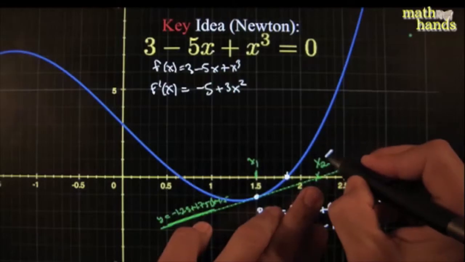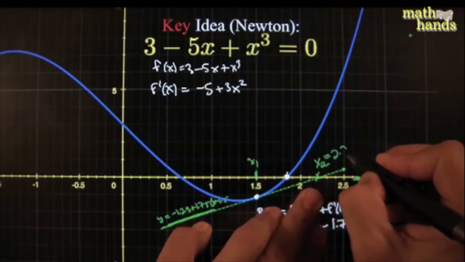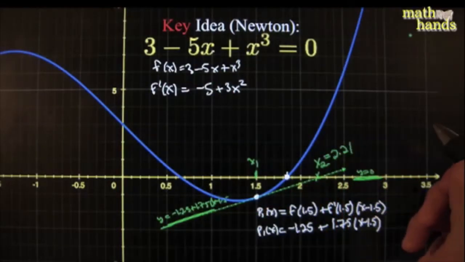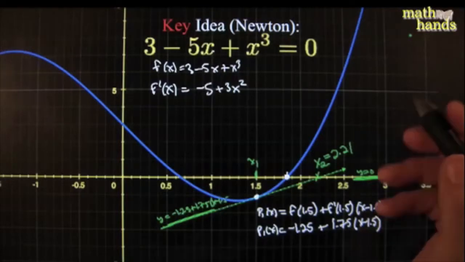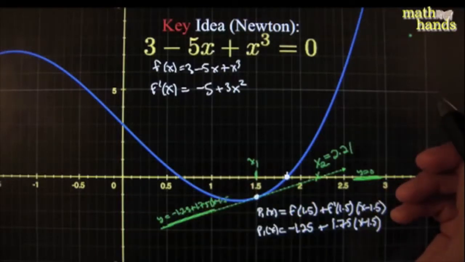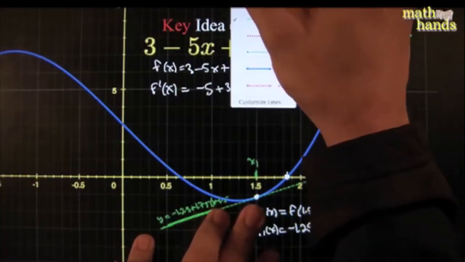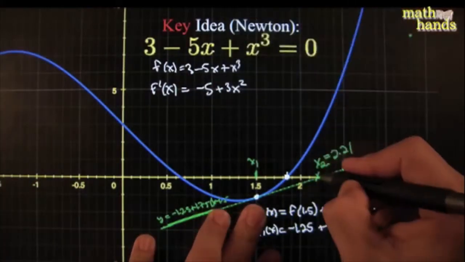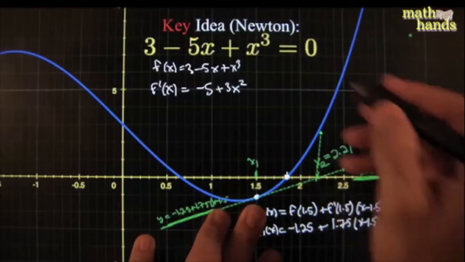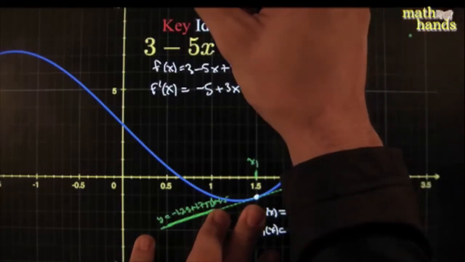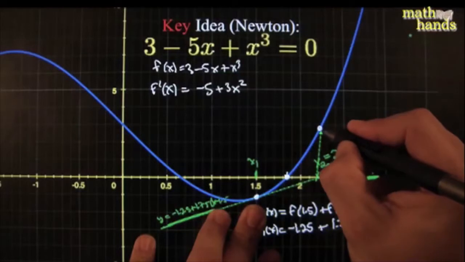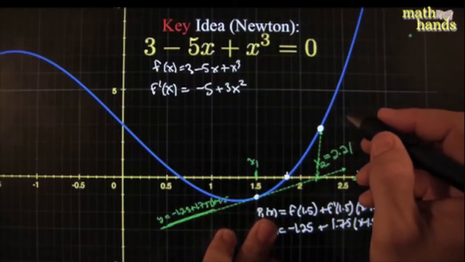That tells me this one right here. 2.21 is supposed to be a better solution. Now what? Now what? Now Newton says, hey, keep doing that. You're doing good, buddy. Let's roll with that. You come up to this point again, and right at this point here, now we want to start the process all over again.